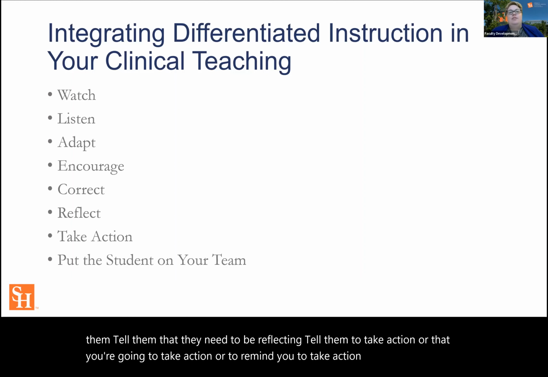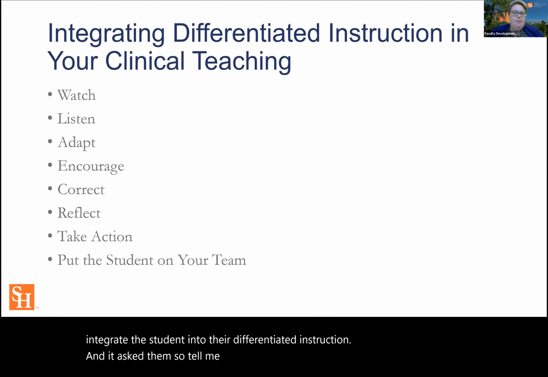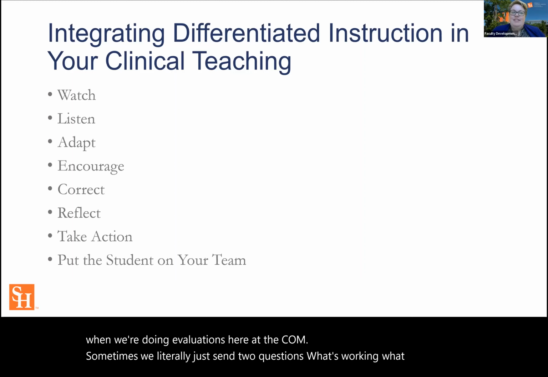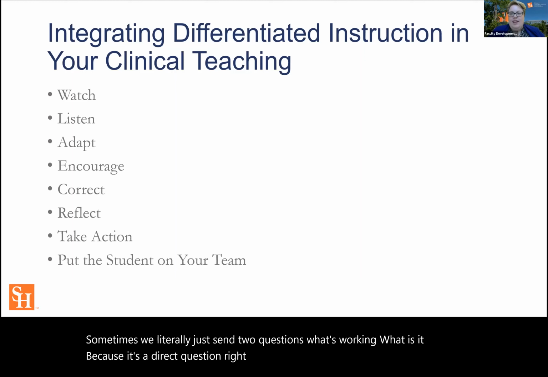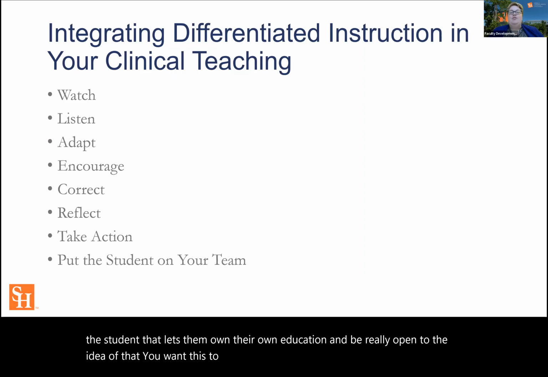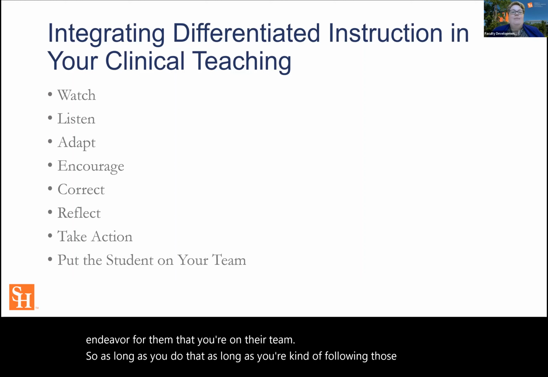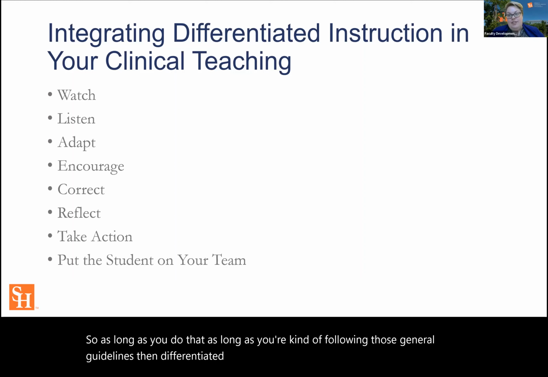If you integrate the student into their differentiated instruction and ask them, so tell me what's working for you. Tell me what's not. When we're doing evaluations here at the COM, sometimes we literally just send two questions. What's working? What isn't? Because it's a direct question, right? It's super direct. Ask the student that. That lets them own their own education and be really open to the idea that you want this to be a really successful endeavor for them, that you're on their team. As long as you're following those general guidelines, differentiated instruction will be wildly successful for you.